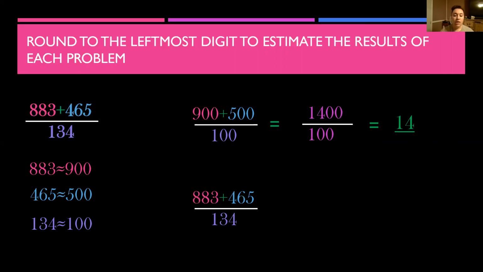So now, if we don't round to the leftmost digit, then we have 883 plus 465 over 134, which equals 1,348 over 134. And that gives us 10.06. Now, it's not super close, but it is close enough to tell you that you got your calculations right.